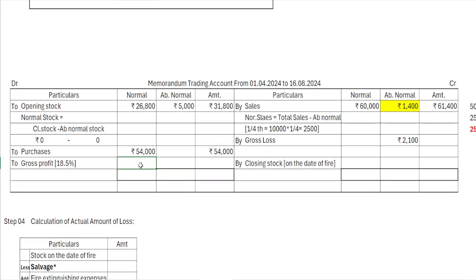Let's calculate gross profit. Gross profit is equal to normal sale into 18.5%, which comes to 11,100. Then let's balance the account. Close the account by balancing. Here 60,000, but the debit side total is how much? 91,900.